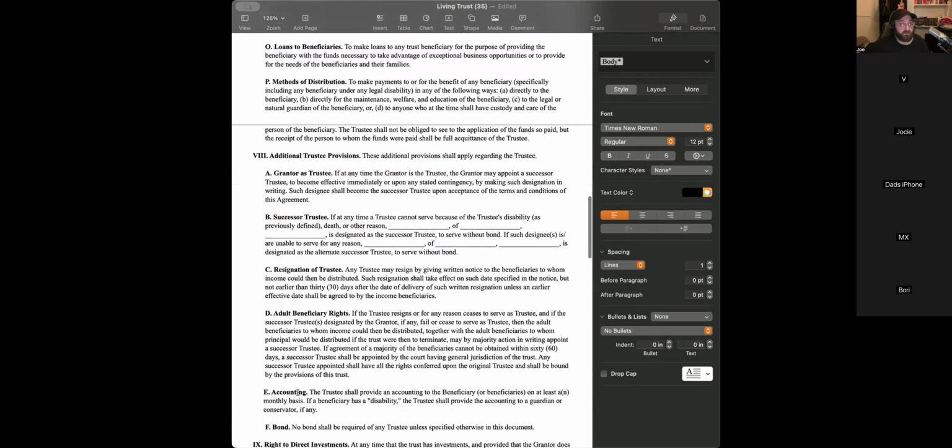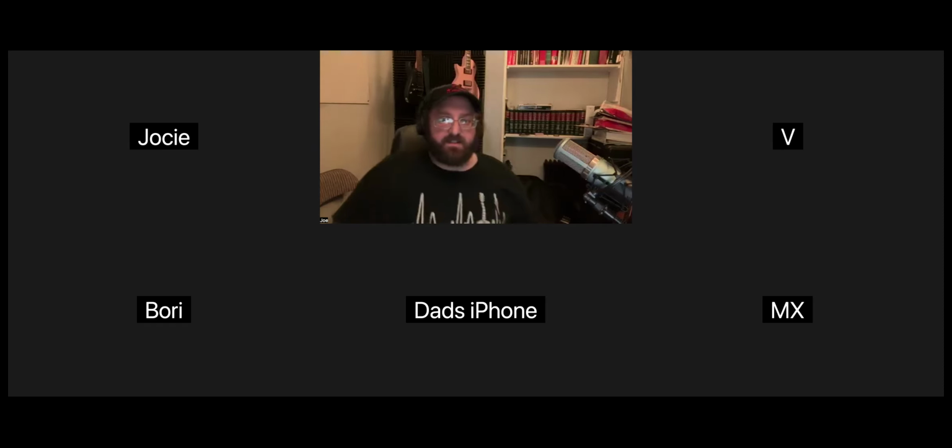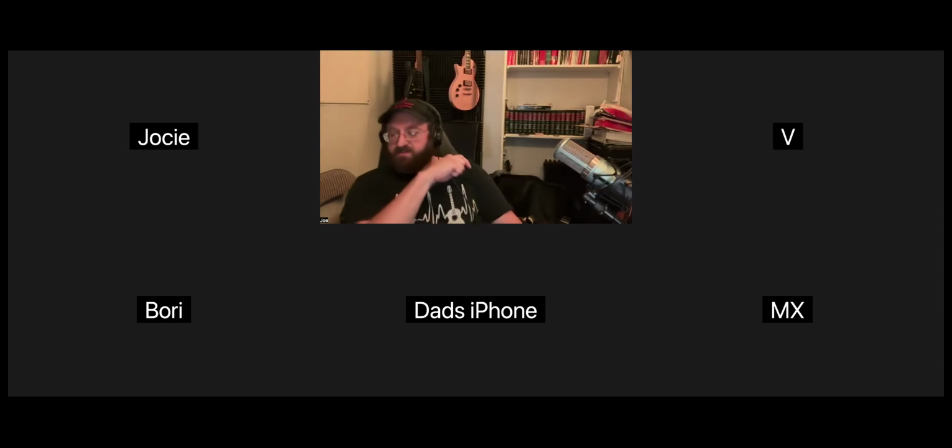All right. Accounting, no bond shall be required. Some trustees have to be bonded in order to act, so that if they violate the terms of the trust, they have to pay out of that bond and then they have to step down as trustee. But in this case, we weren't doing that because she's trying to make life easier for her son. So that's an example of a living trust and how it works. Right? Anybody have any questions about that?